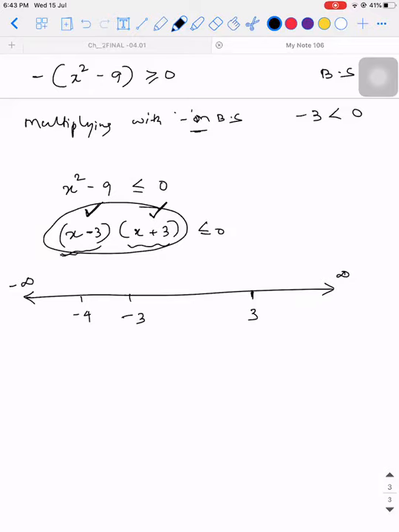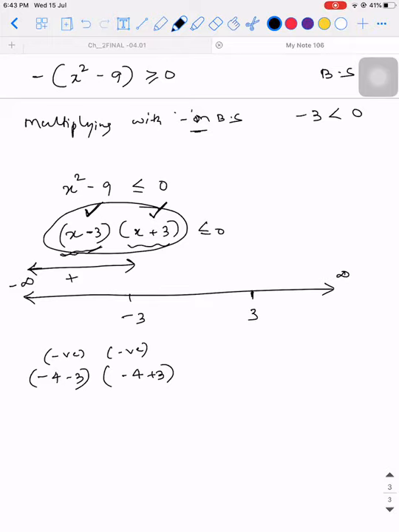See, for example, if I substitute minus 4, I get minus 4 minus 3 into minus 4 plus 3. So this is negative and this is negative. What am I getting? Am I getting a negative value or a positive value? Positive. I'm getting a positive value. Means all this side is going to be a positive value. From where? From minus infinity till minus 3.